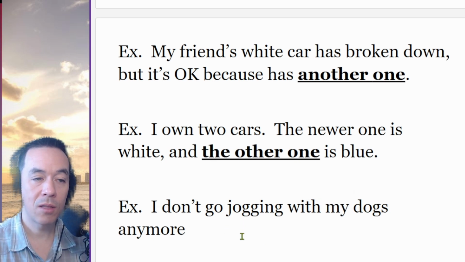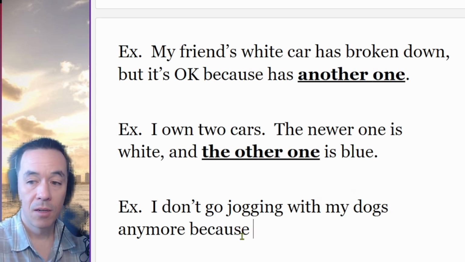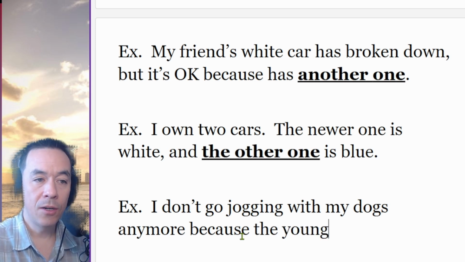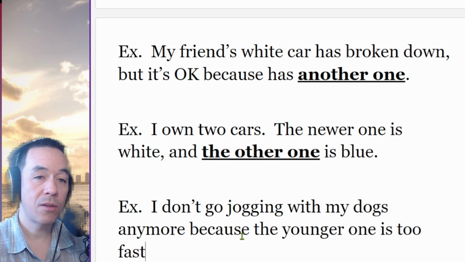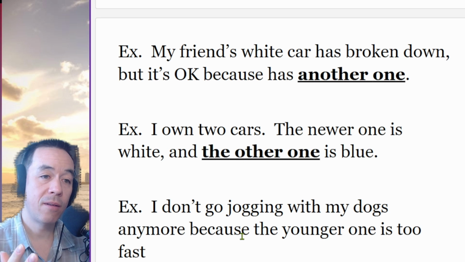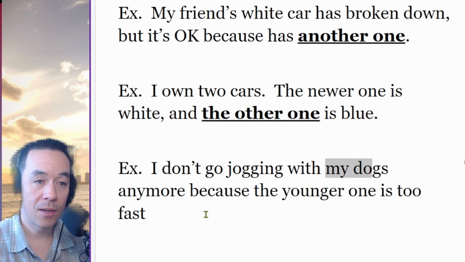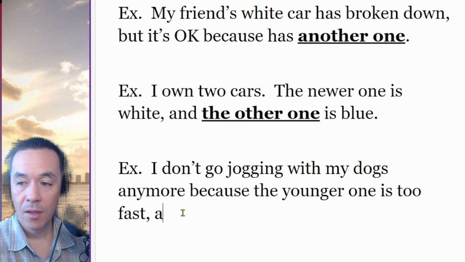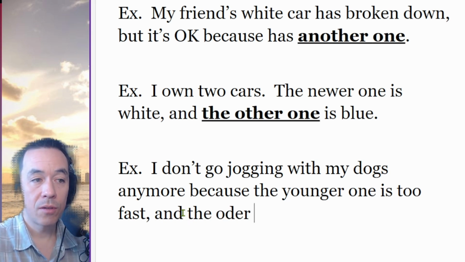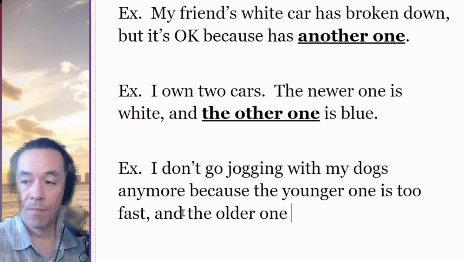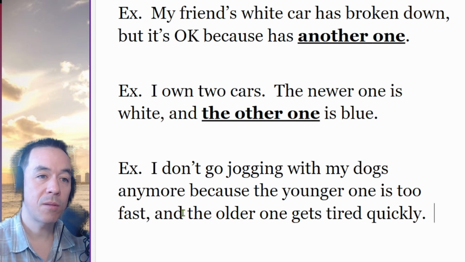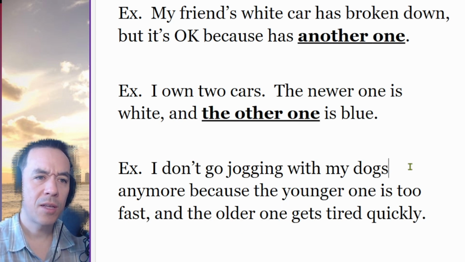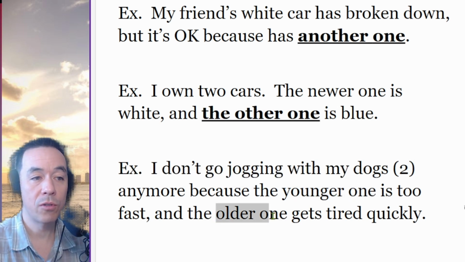I quit jogging with my dogs because the younger one is too fast. Okay, so there is a dog. One of my dogs is younger and is fast. And the older one gets tired quickly. Okay, so now what this means is that one and one, so that means there are two dogs. There's a younger one and an older one.